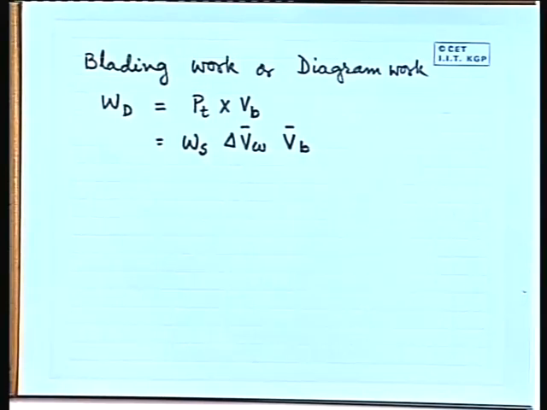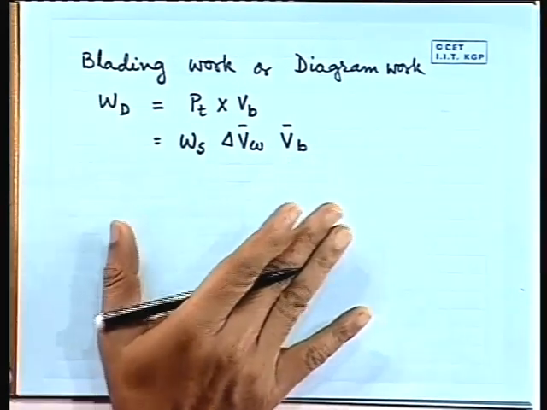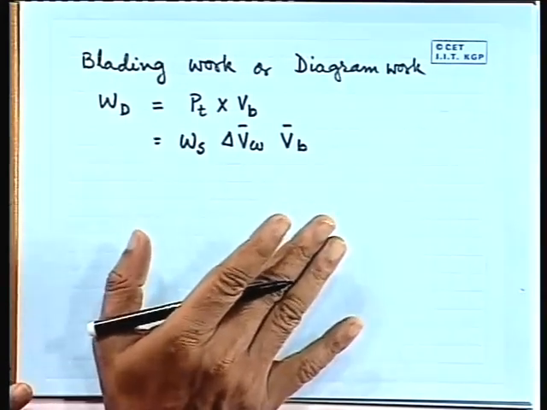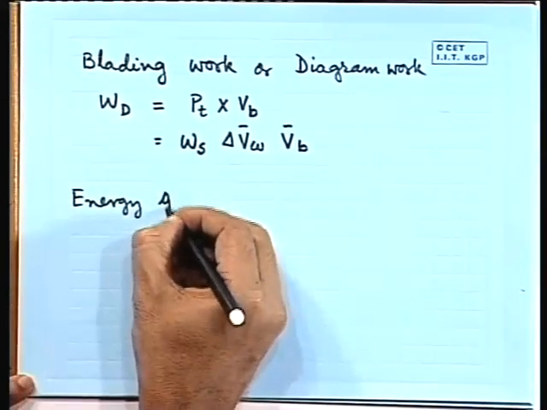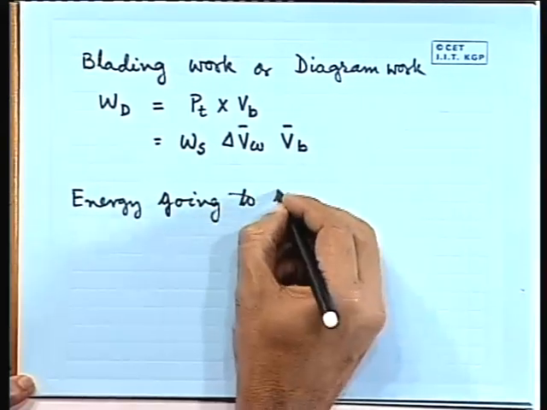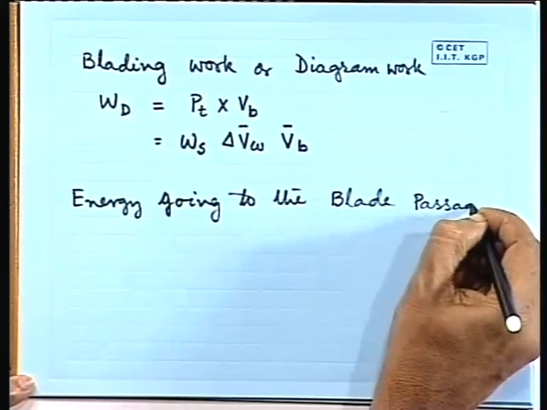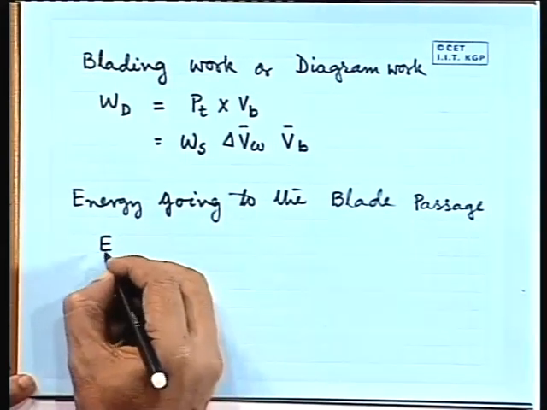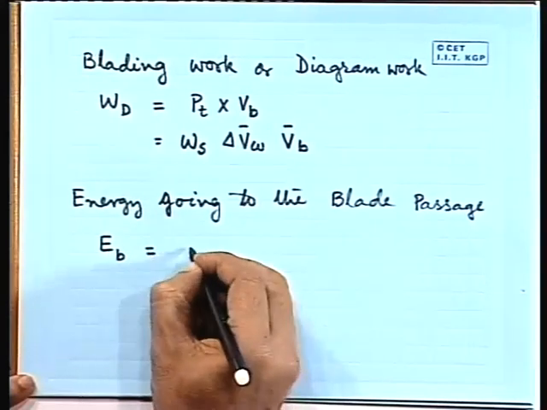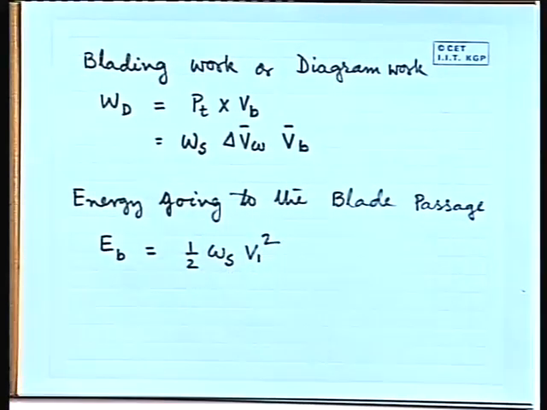Then what is the energy being supplied to the turbine? The energy that is being supplied to the turbine, if we consider only the blade, if we do not consider the nozzle, then energy going to the blade passage, let us say E blade, is equal to half into omega s into V1 square, that is the kinetic energy.